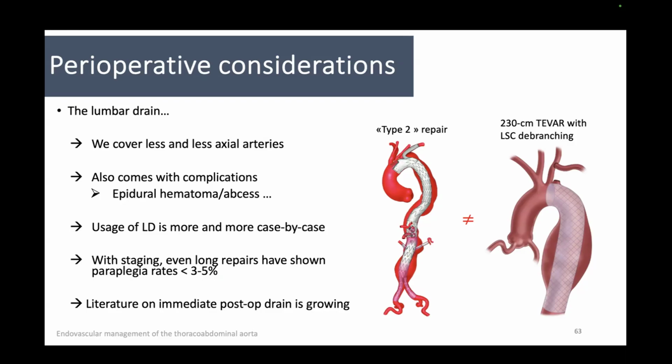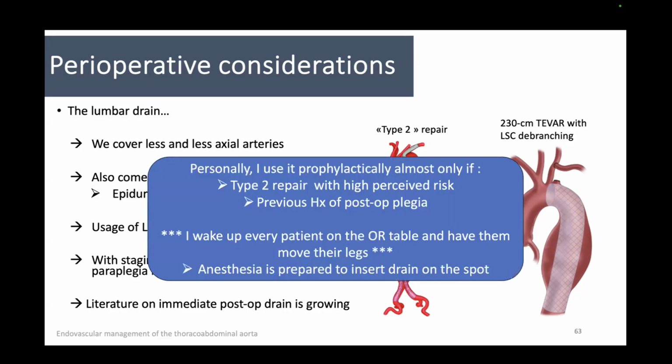So there's more and more literature right now about post-op drains. And what we mean by that is that for some cases, okay, we can use it prophylactically, like type 2 repair, when the perceived risk is high, or previous history of post-op paraplegia, that's for sure.